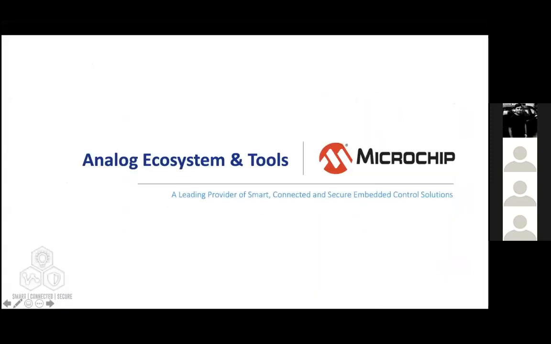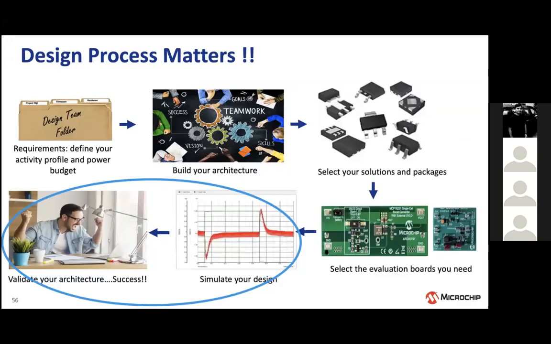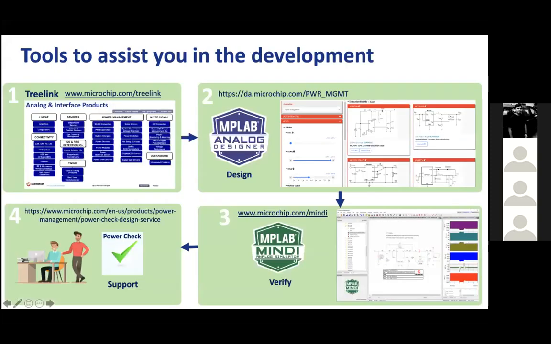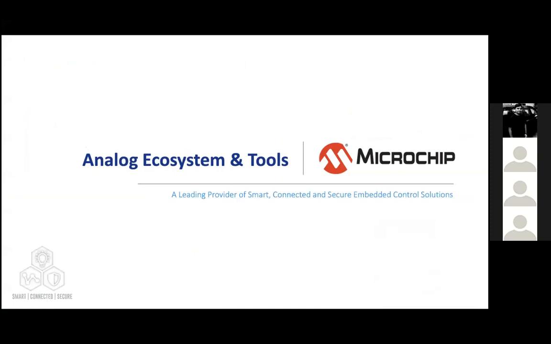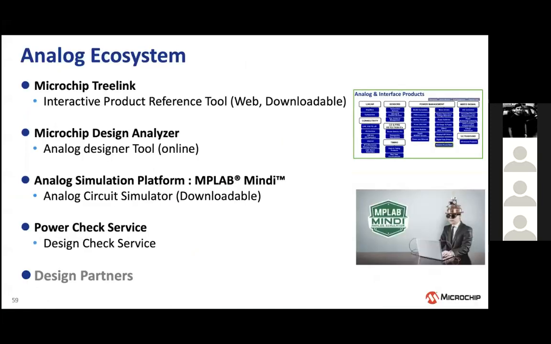Now, the last section that I want to discuss is the ecosystem and tools. We discussed so much about the devices and solutions. The last one that we wanted to discuss in the design process is simulating our designs as well as validating your designs, and how Microchip can help you do that. We have a tool chain and ecosystem to help you. Let me explain that in a little more detail.